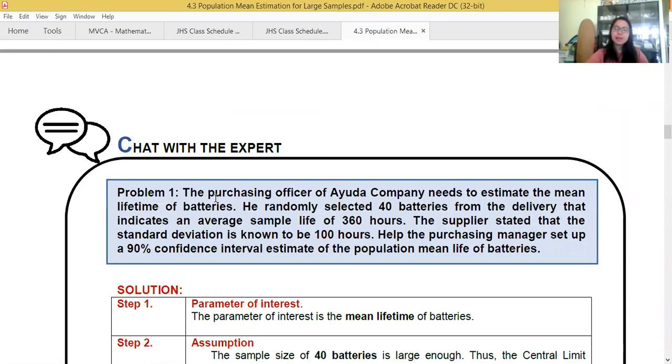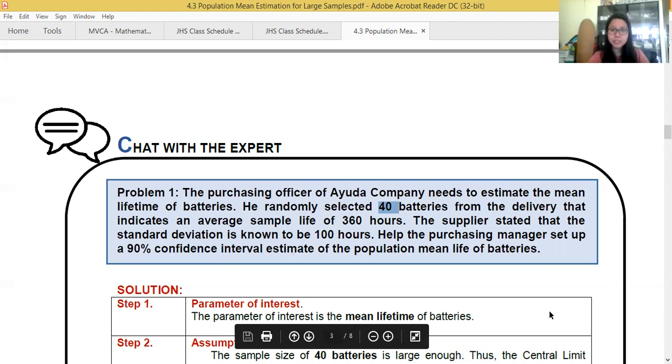Example. The purchasing officer of a company needs to estimate the mean lifetime of batteries. He randomly selected 40 batteries from the delivery that indicates an average sample life of 360 hours. The supplier stated the standard deviation is known to be 100 hours. Help the purchasing manager set up a 90% confidence interval estimate of the population mean life of batteries.